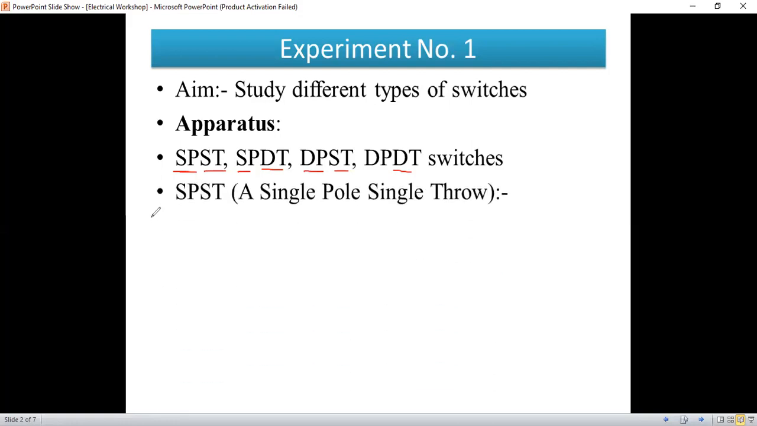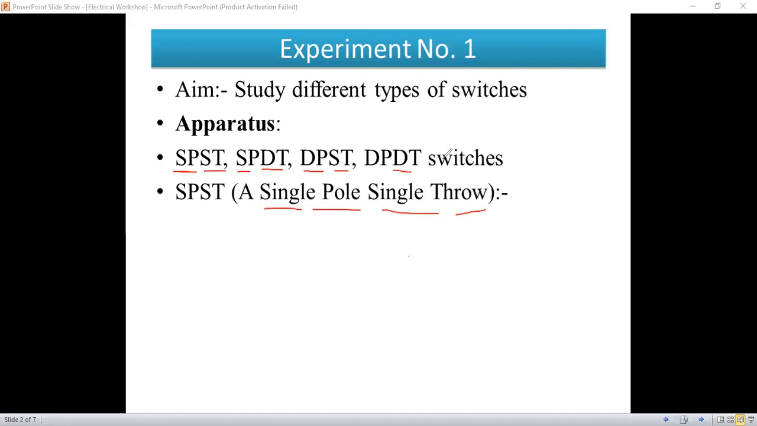Now we will see the switches one by one: why each is called what it is called, and what its connection diagram is. The first one is the SPST switch. The name suggests that SPST stands for single pole single throw type of switch.